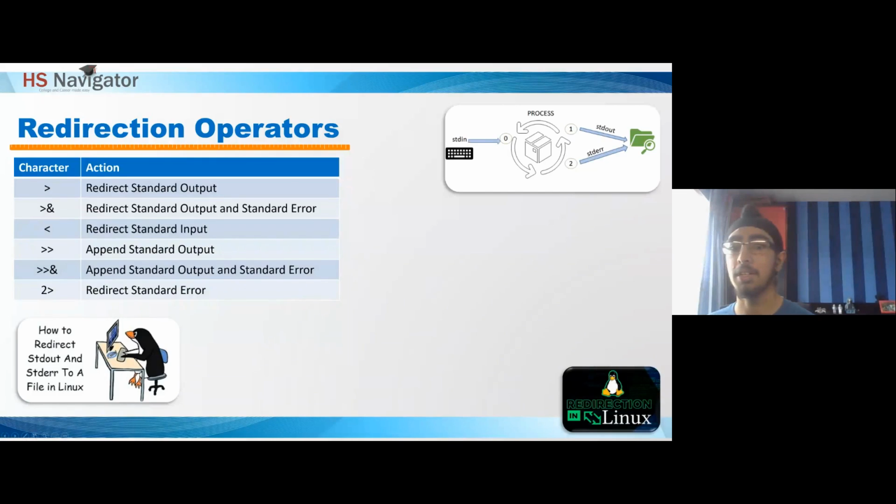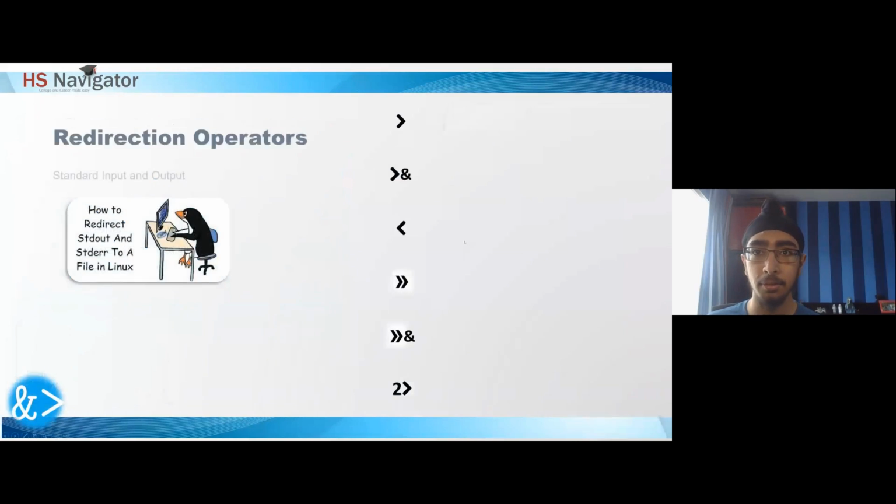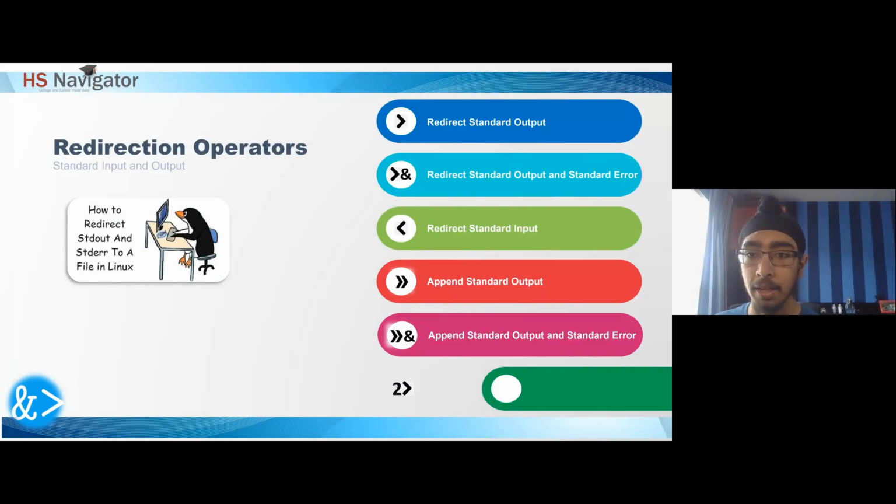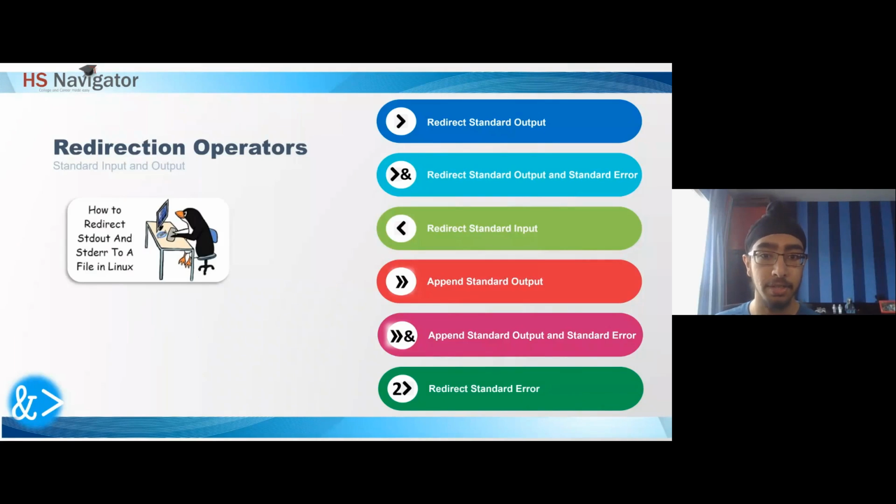So the first thing we're going to talk about is what's called redirection operators. These are some of the basic redirect operators, for redirecting the standard output, input, and error to files in Linux. The greater than sign lets you redirect standard output. The greater than and ampersand lets you redirect standard output and standard error. The less than sign lets you redirect standard input. And these are for redirecting to files. Then you can append standard output, standard error, and redirect standard error.